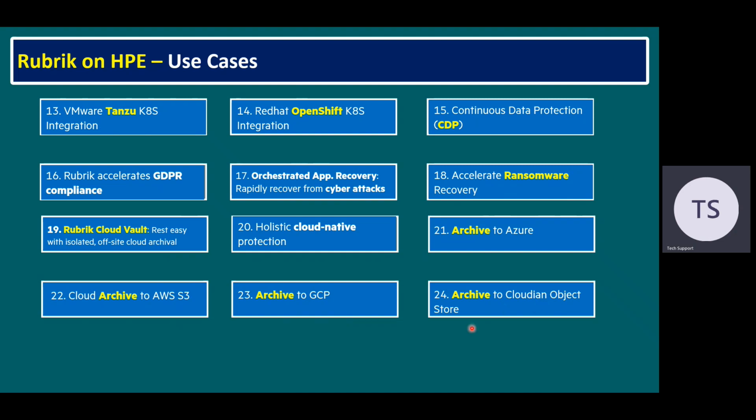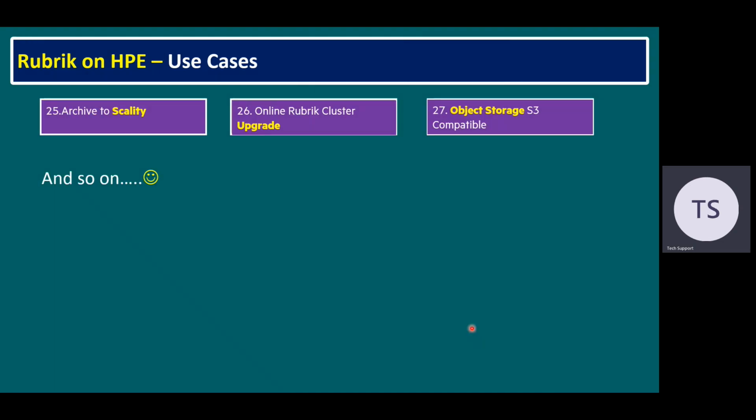This is also supported. Another use case is archive to Scality and online Rubrik cluster upgrade. Even if you want to upgrade the Rubrik cluster, the minimum requirement for a Rubrik cluster is 3 nodes. If you want to upgrade any Rubrik cluster, there will be no impact to your existing workloads and the existing backup schedules. We can do it one by one, so that it's a completely online Rubrik cluster upgrade without interrupting your backup data.